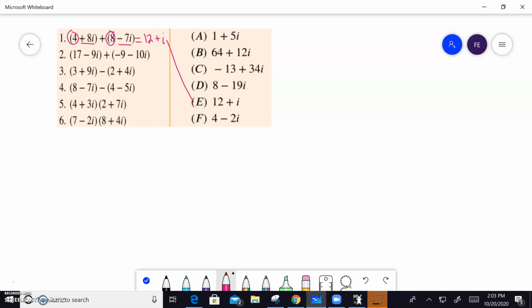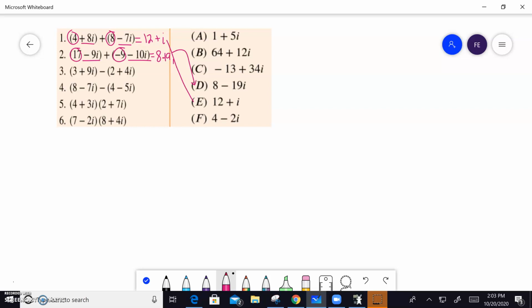Number 2, also addition. I can just combine like terms. The real go with the real. Imaginary go with the imaginary. You are adding the numbers together. You are summing them together. 7 plus a negative 9 is a negative 2, excuse me. And negative 9i plus a negative 10i is a negative 19i. So this guy, number 2, goes with D.